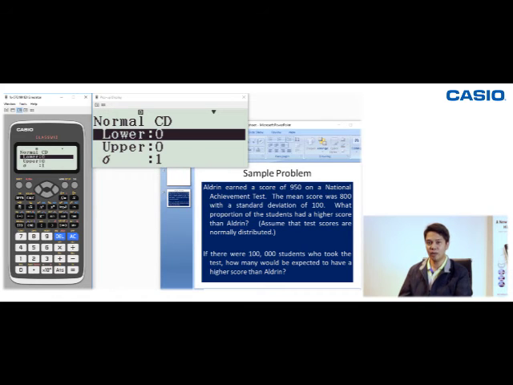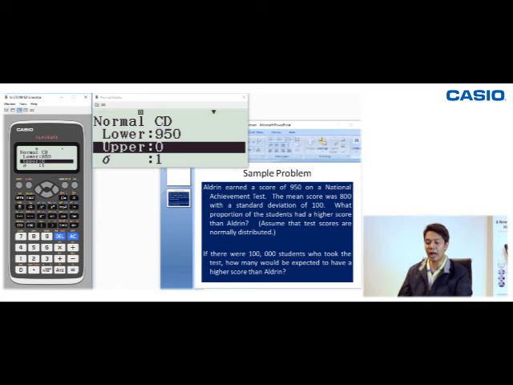This time, our lower value will be 950 because we wanted to get the probability that a certain student's score will be higher than Aldrin. So this will be 950, and then you need to press equals. Now, what will be our upper value? Using the empirical rule, we will need 3 sigmas away from the mean. Since our standard deviation is 100, it will be 300 or more from the mean, which is 800.